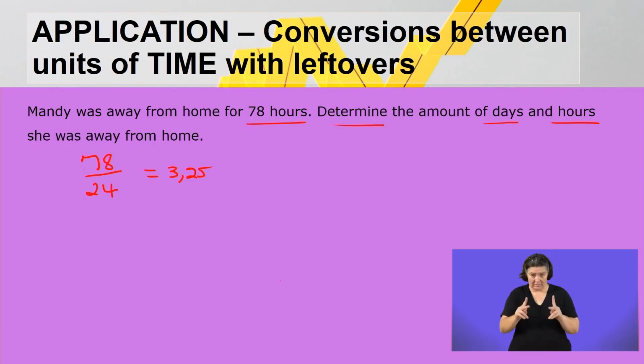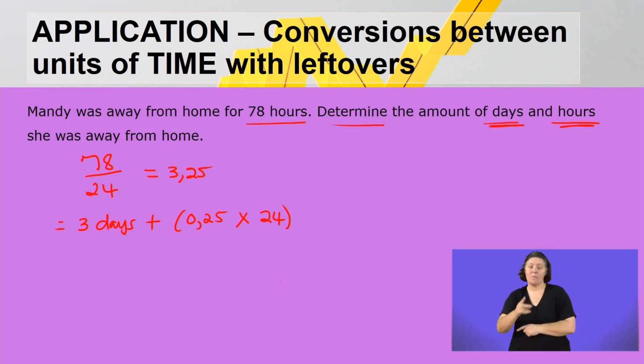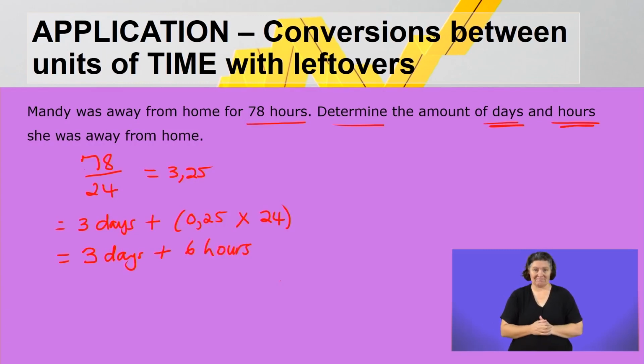3,25. All right, so now I know this 3 represents the 3 days. So if I take the 3 days away, I'm left with 0,25. And remember, it must be days and hours. So I take the 0,25 and I multiply that by 24 because there are 24 hours in one day. So 0,25 multiplied by 24 gives us an answer of 6. So Mandy was away from home for 3 days and 6 hours. I hope that makes sense.